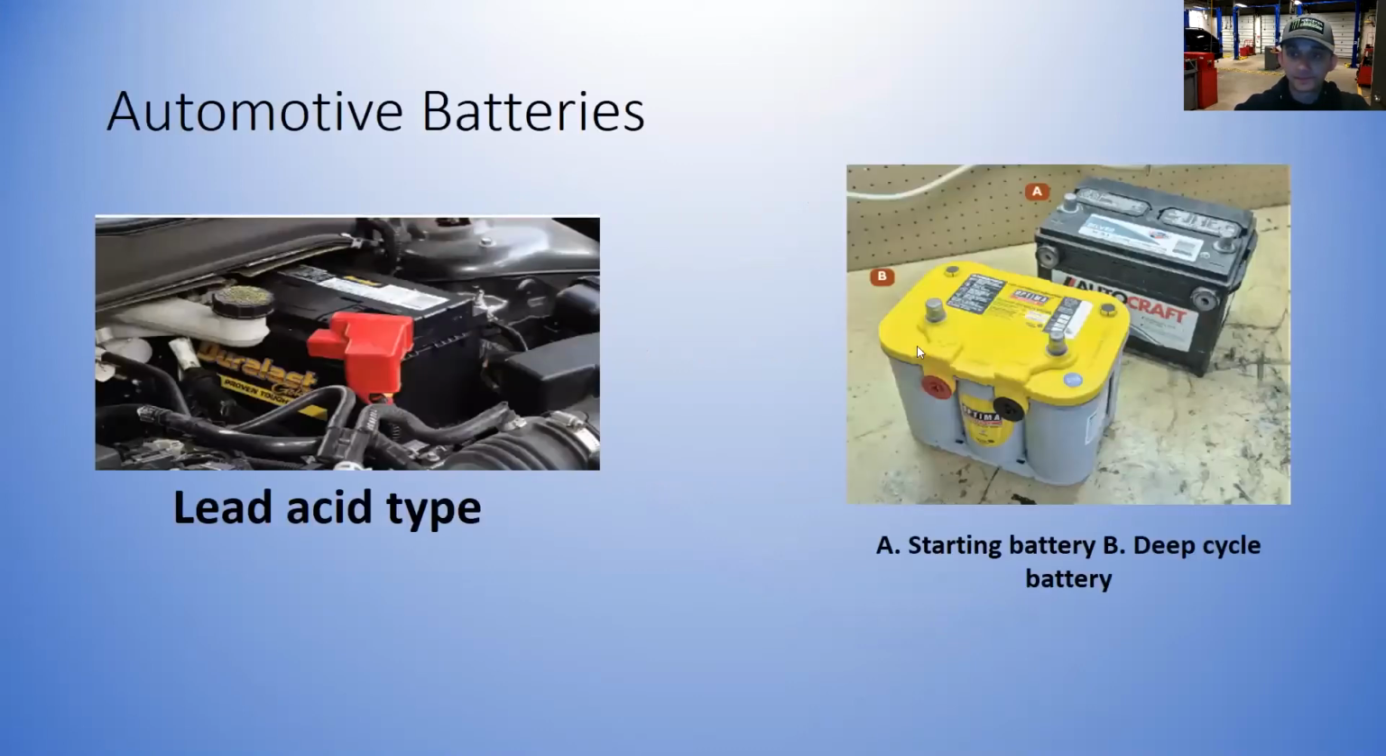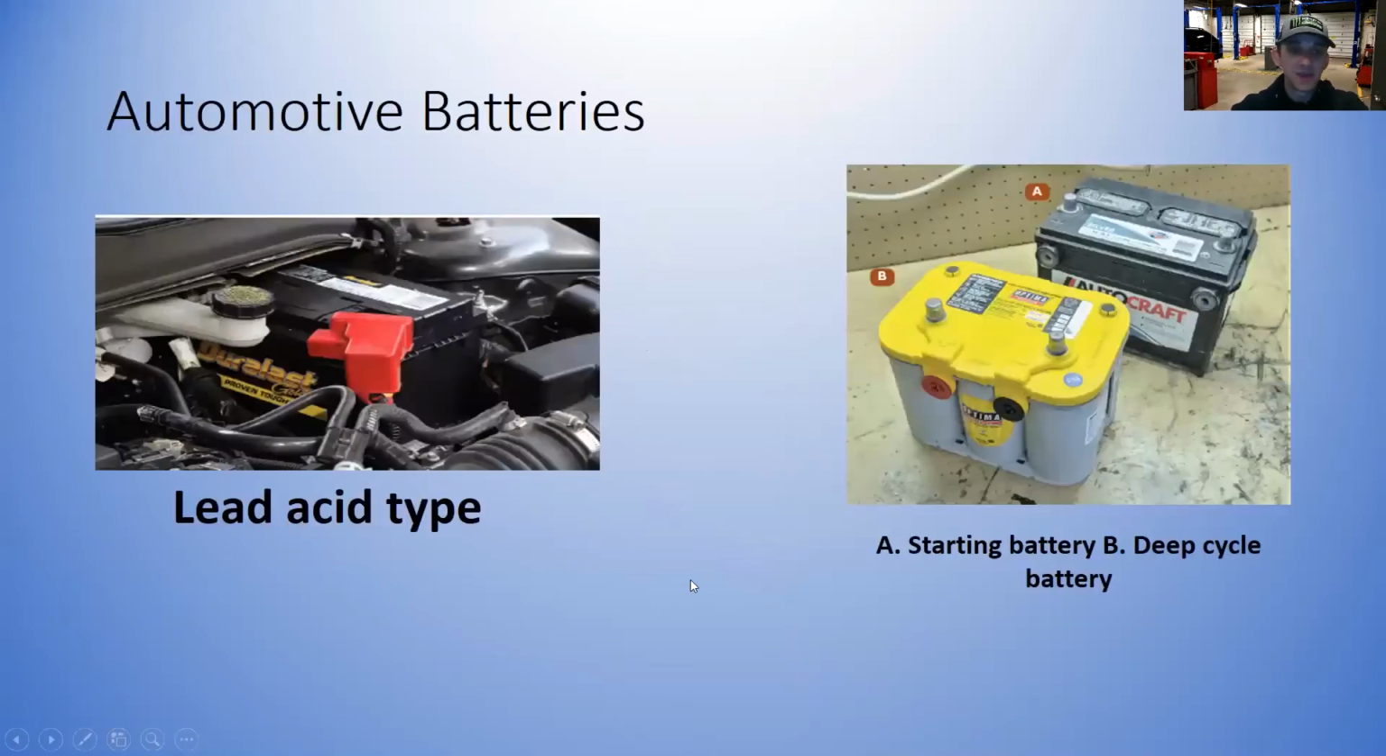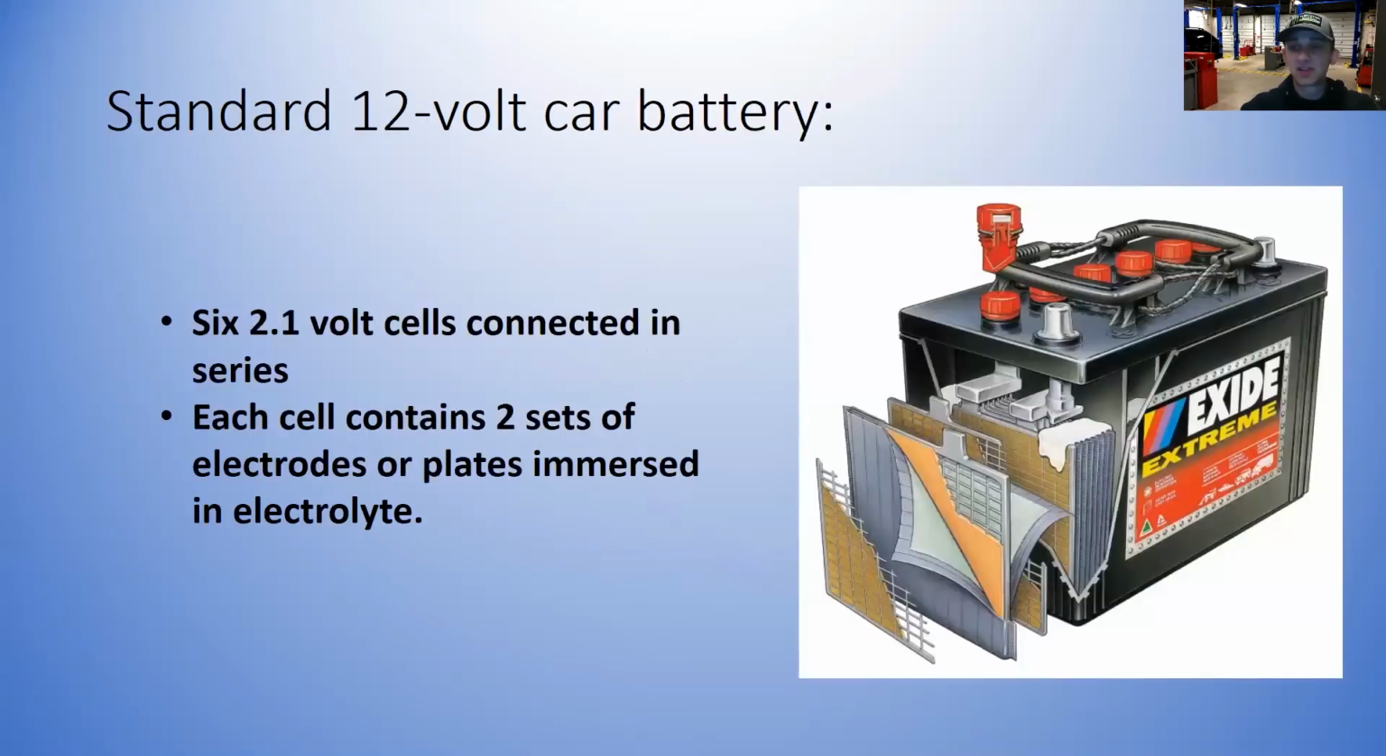All right, so I want to go over a little bit about automotive batteries. So obviously the most common type of automotive battery you guys are going to see and deal with is a lead acid type. There are going to be some other ones we're going to talk about here in a little bit, but the most common you're going to see is a lead acid type, usually located under the hood of a vehicle. And it is considered a starting battery as opposed to a deep cycle battery. And we'll get into deep cycle batteries in a little bit.